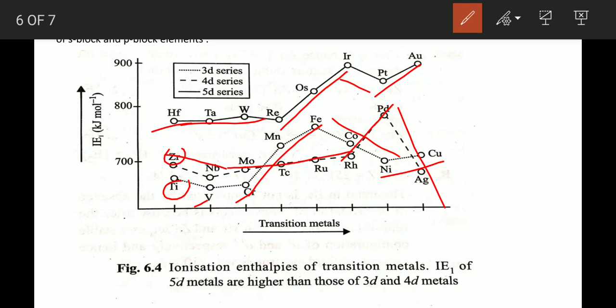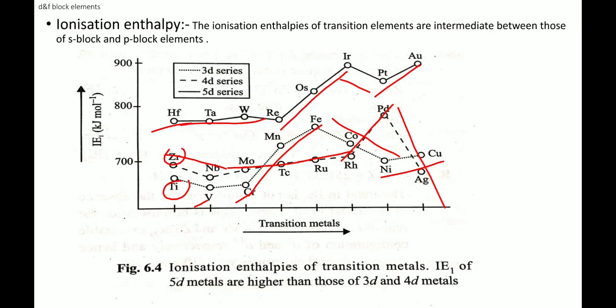So there are a lot of factors which affect this ionization enthalpy, like nuclear charge, distance from the nucleus to the outermost shell, and shielding effect, and electronic configuration also, because a more stable electronic configuration requires more energy to release the electron. So these are the factors which affect the ionization enthalpy. On that basis it shows the fluctuation.